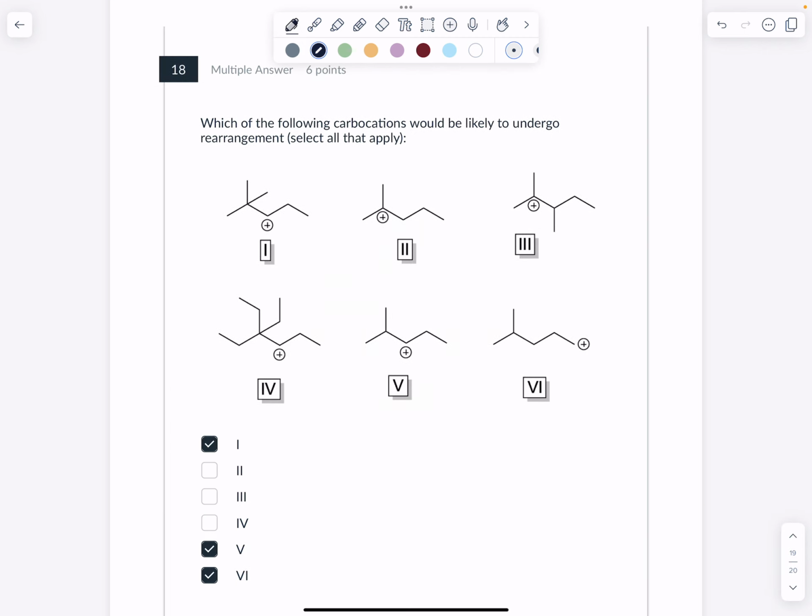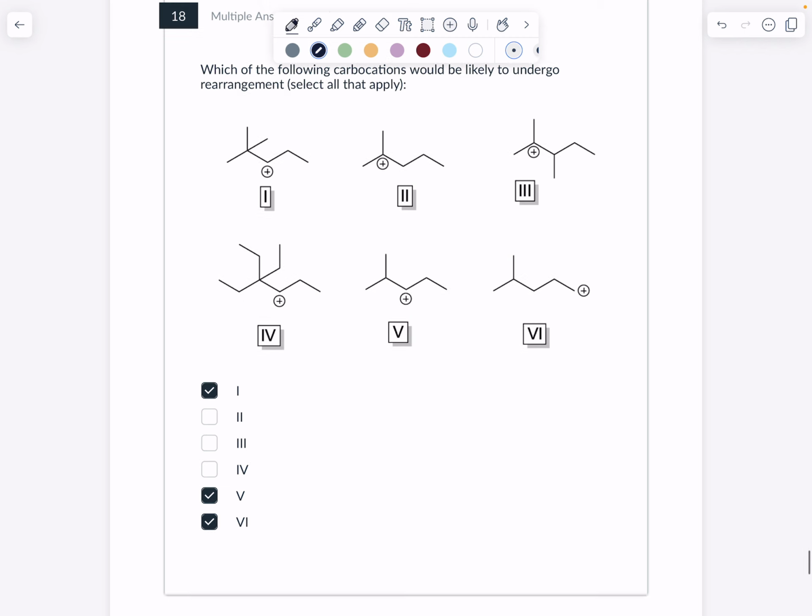Okay, and then the last question, which of the following carbocations would be likely to undergo rearrangement? So if I'm looking at carbocations that could undergo rearrangement, they need to be next to a more substituted carbon, but it can only be a hydrogen or methyl that shifts over. So that's what I'm looking for. Next to a more substituted carbon, and hydrogen or methyl shift over. So this one is next to a more substituted carbon. This one is not. It's already on a substituted carbon. This one is already on a substituted carbon. The one next to it is not more substituted. This is next to a more substituted carbon. This is next to a more substituted carbon. And this is next to a more substituted carbon.